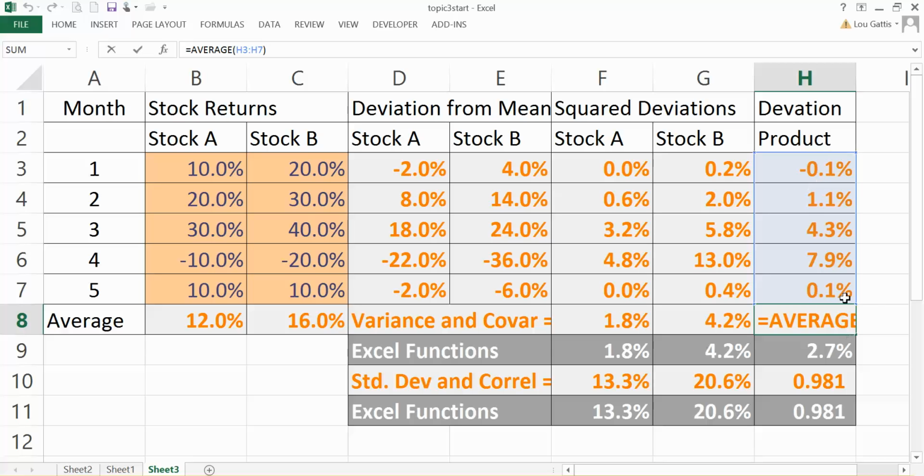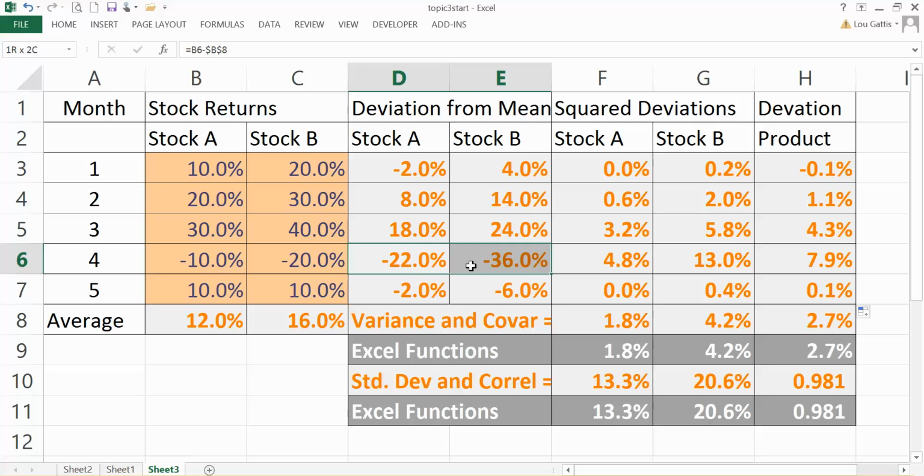So let's think about what the number means. The number is positive. What that tells you is these assets tend to move together. They both tend to be above and below their mean at the same time. So let's look at period 4. Stock A had a really bad period. Stock B had a really, really bad period. So in that period, stock A was 22% below its mean, and stock B was 36% below its mean.